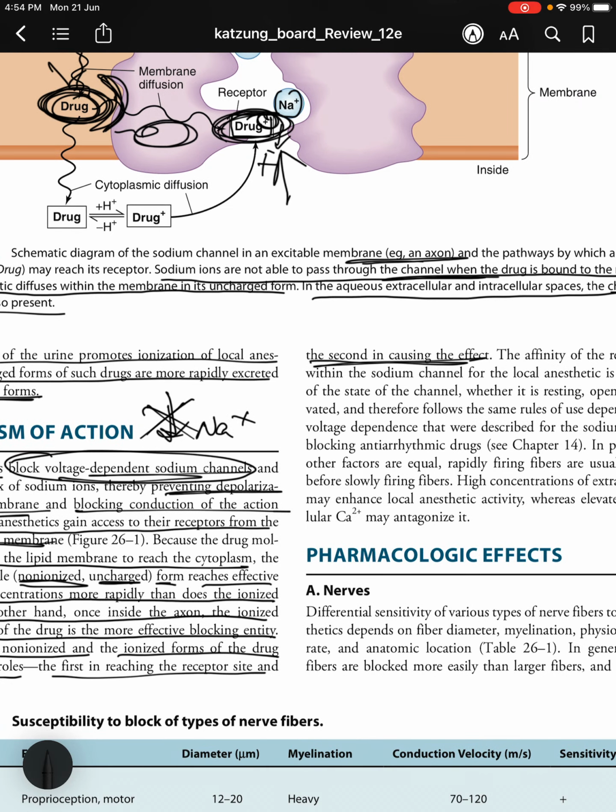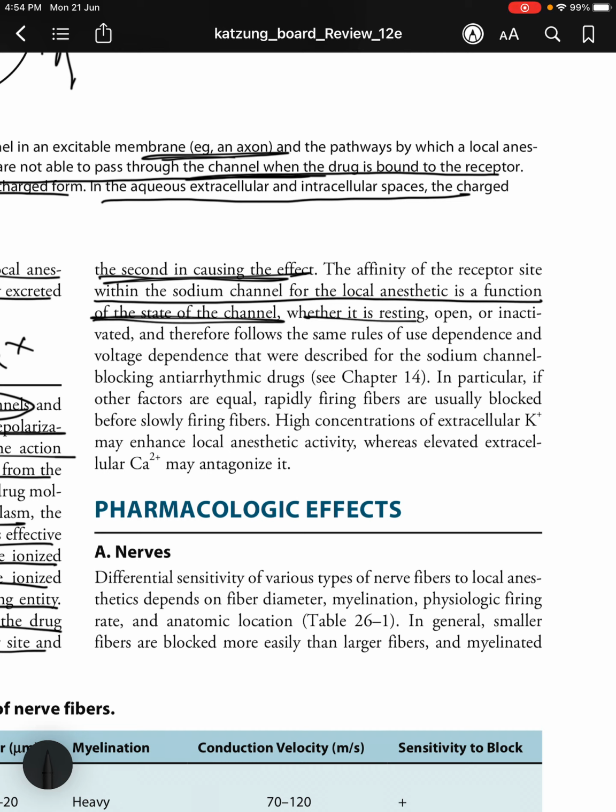So the affinity of the receptor site within the sodium channel for the local anesthetic is a function of the state of the channel, whether it is resting, open or inactivated, and therefore follows the same rules of use dependence and voltage dependence that were described for the sodium channel blocking antiarrhythmic drugs. So in particular, if other factors are equal, rapidly firing fibers are usually blocked before slowly firing fibers. High concentrations of extracellular K plus may enhance local anesthetic activity, whereas elevated extracellular Ca 2 plus may antagonize it.